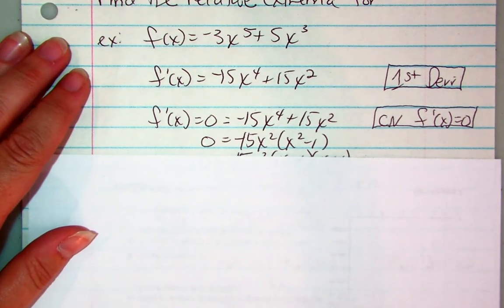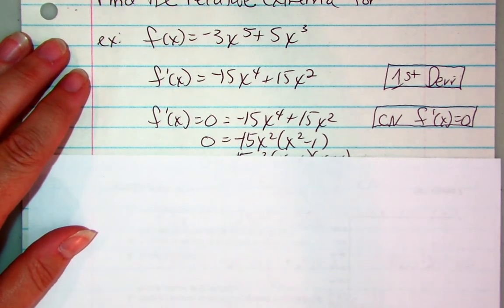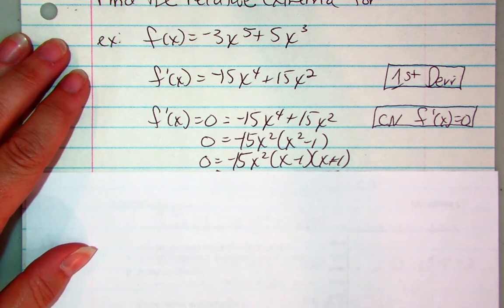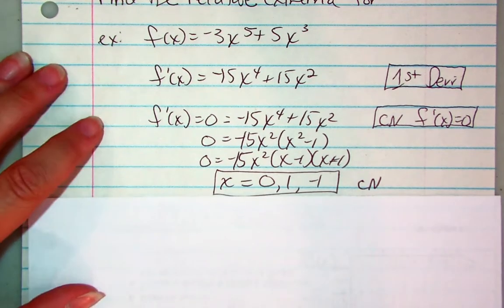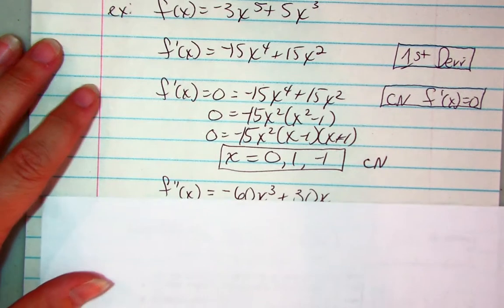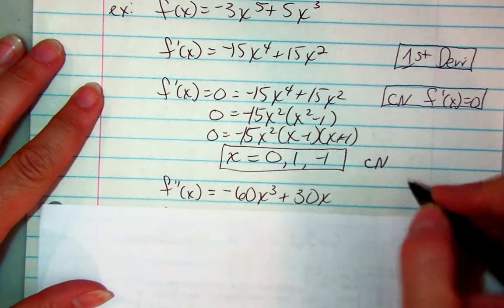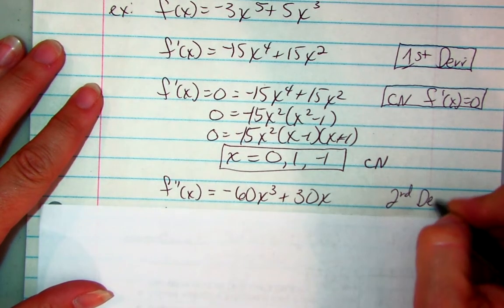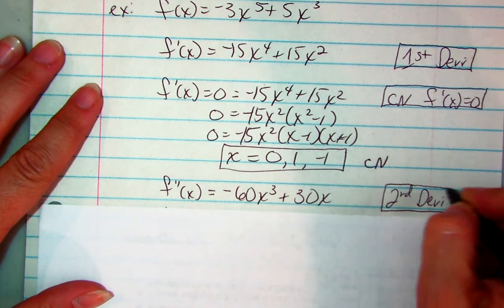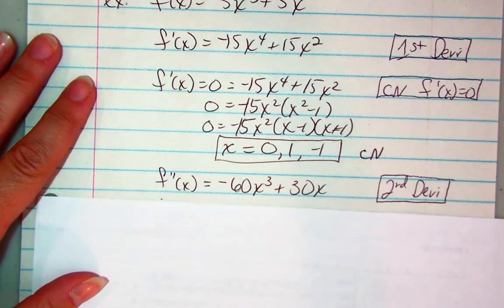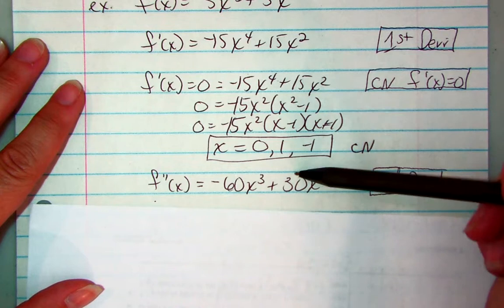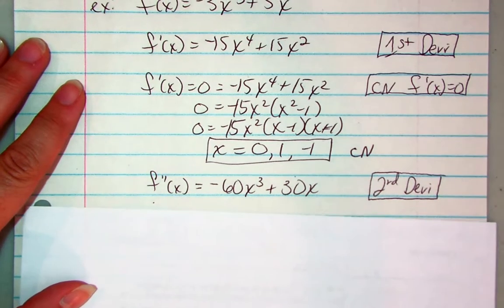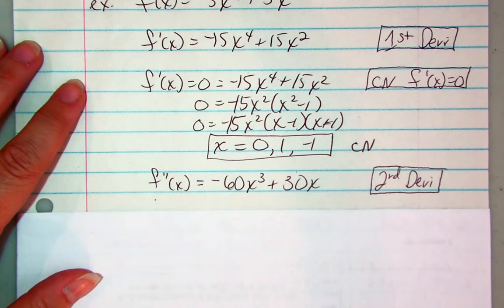I'm going to GCF negative 15x squared, which leaves me x squared minus 1. Factor that further. Set those equal to 0. I have 3 critical numbers. Next, I need to take the second derivative. So the second derivative, I bring down the 4, that's negative 60, I bring down the 2, and I decrease the powers by 1. So there is my second derivative.